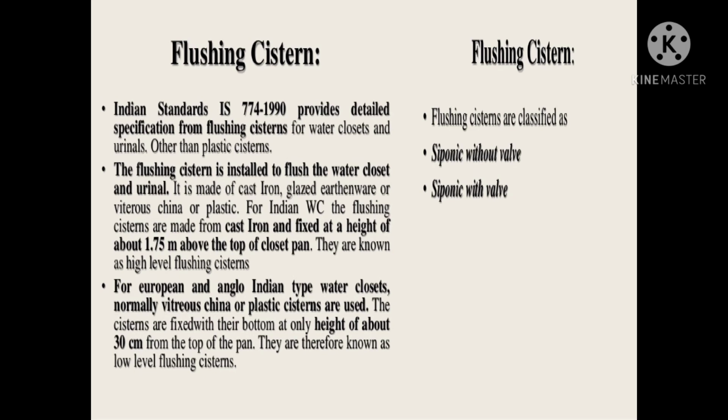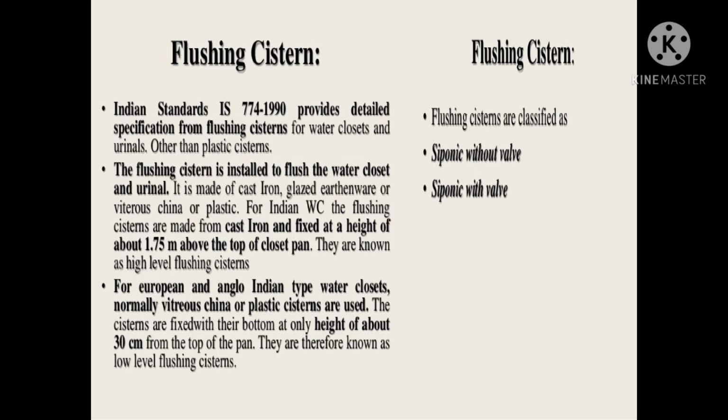For European and Anglo-Indian type water closets, normally vitreous china and plastic systems are used. The systems are fixed with their bottom at a low height of about 30 cm from the top of the pan. They are therefore known as low level flushing systems. Flushing systems are classified as siphonic without valve and siphonic with valve.